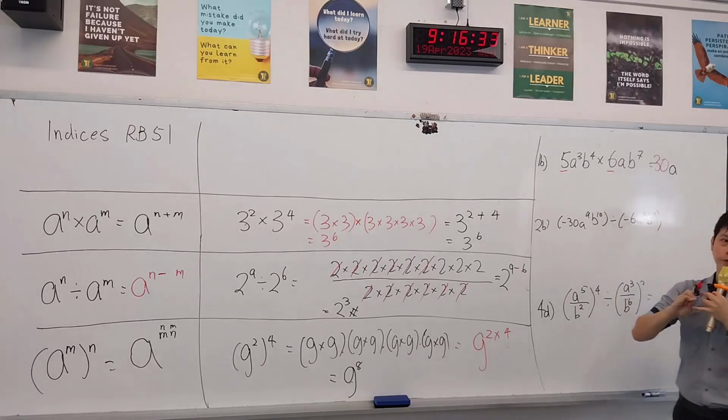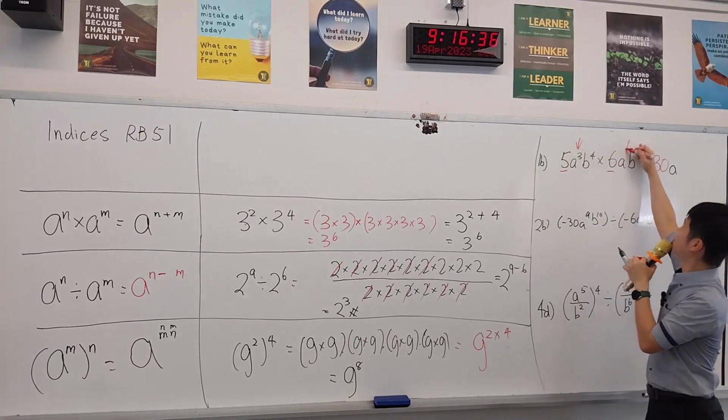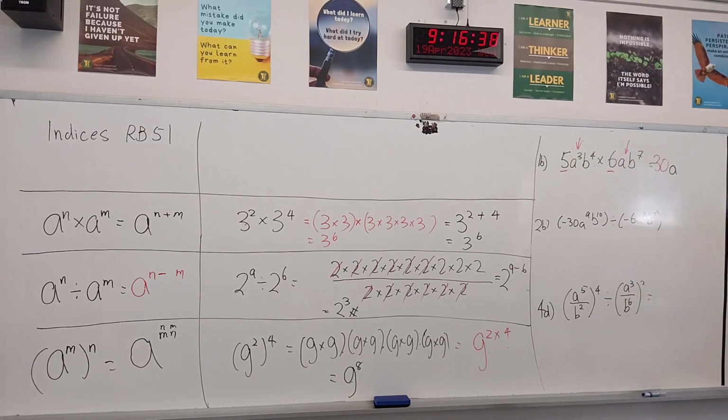So the A will be power 3. The A will be power how much? 1. So total will be 4. Why? Because 3 plus 1. Later I'll write down the final answer.